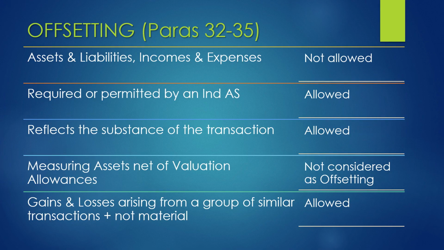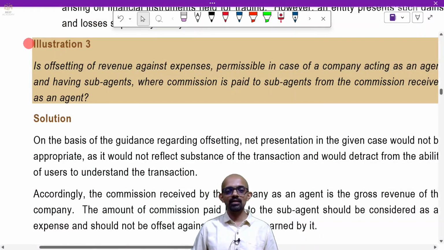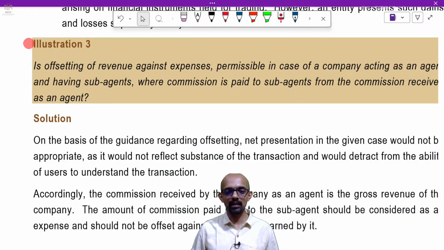And you may have gains and losses arising from a group of similar transactions which may not be material. For example, foreign exchange losses and gains arising from financial instruments held for trading. So if it is not material, then it can be offset, but if material, they have to be shown separately, right? So next is illustration 3 from the study material.